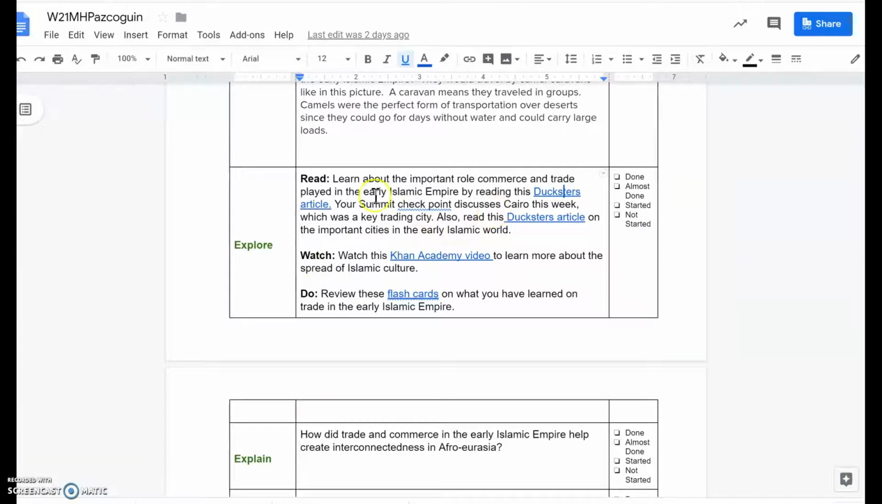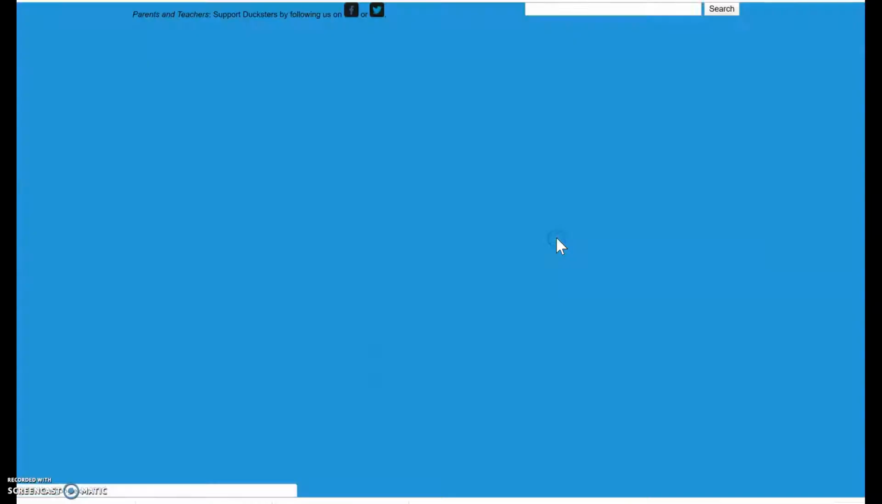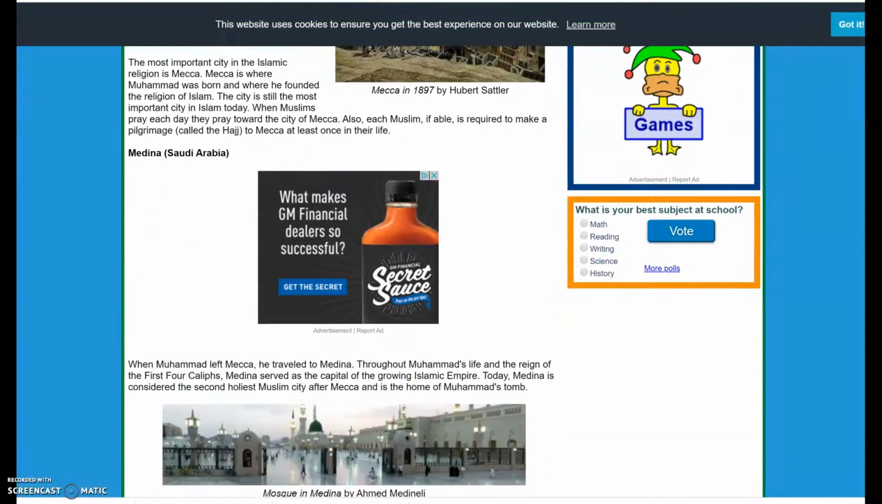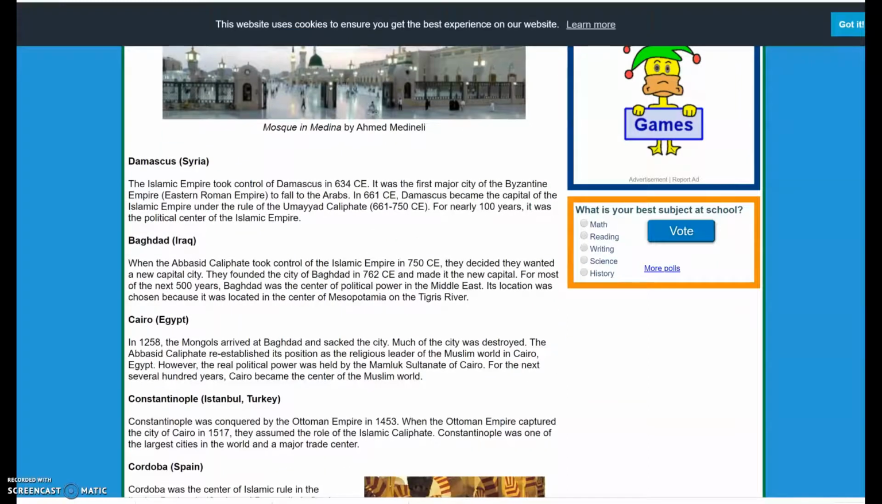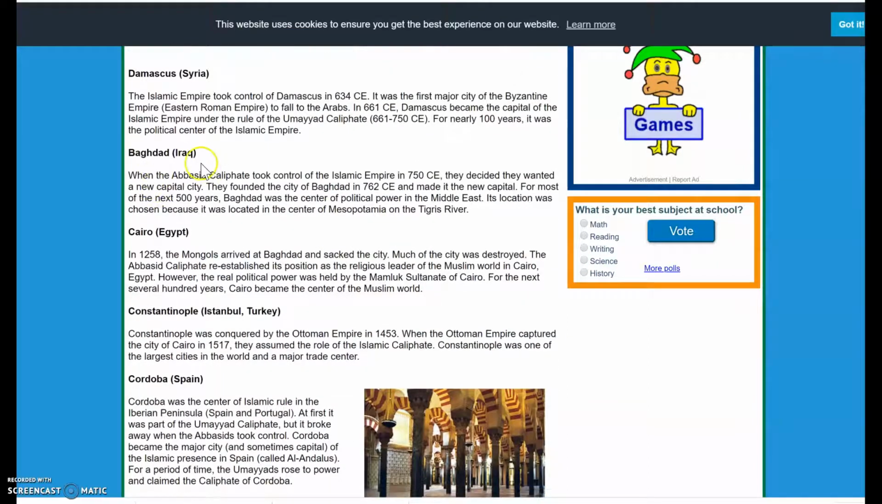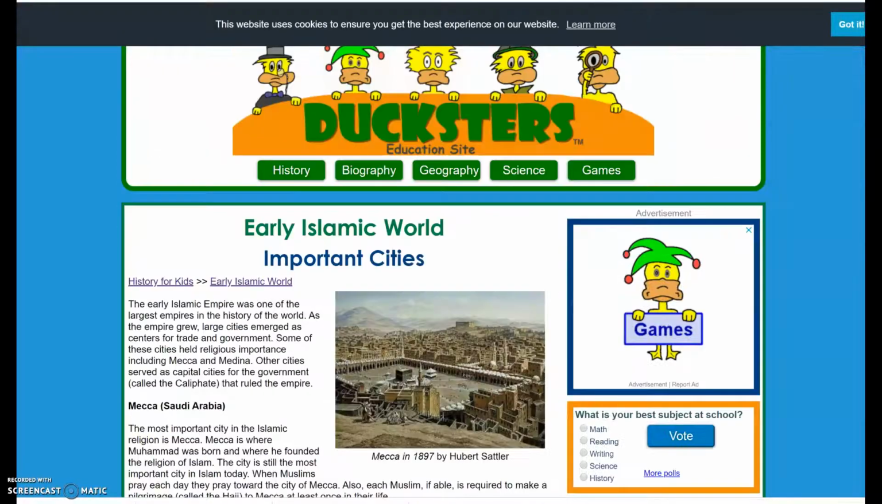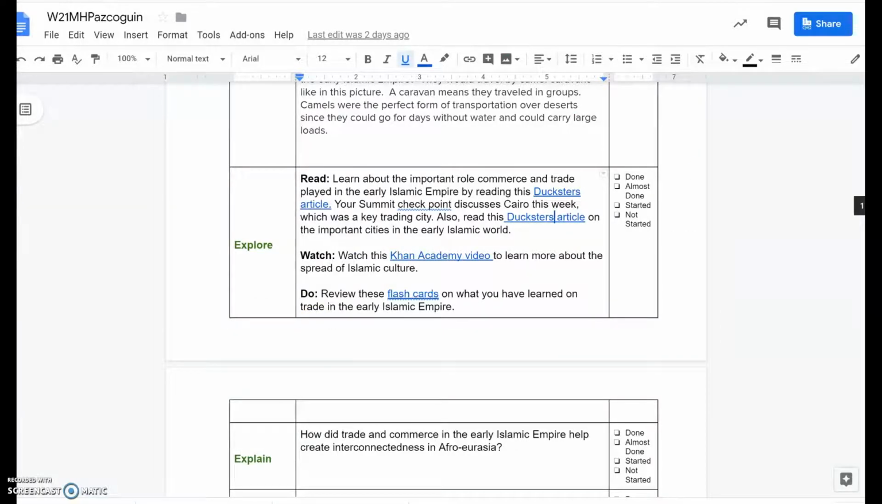And then I have here your summit checkpoint discusses Cairo this week, which was a key trading city. So therefore, I also want you to read this Duxter's article on the important cities in the Islamic world. It talks about Mecca, Medina, which is Saudi Arabia today, Damascus, which is Syria, Baghdad, which is Iraq, Cairo, which is what your summit checkpoint focuses on, which is present-day Egypt. All right, and then you're going to read this one as well. So you have two Duxter's pages to read.